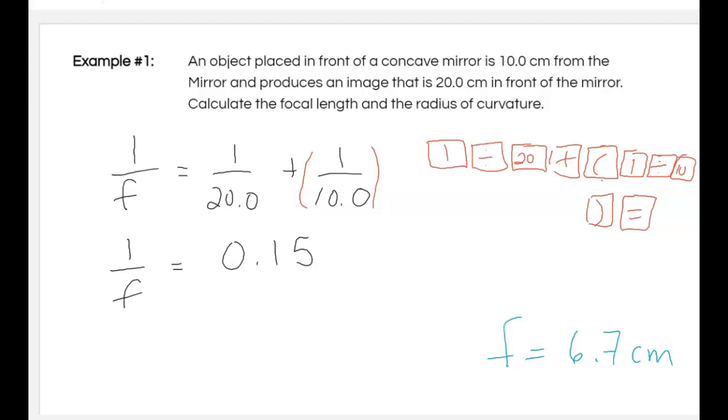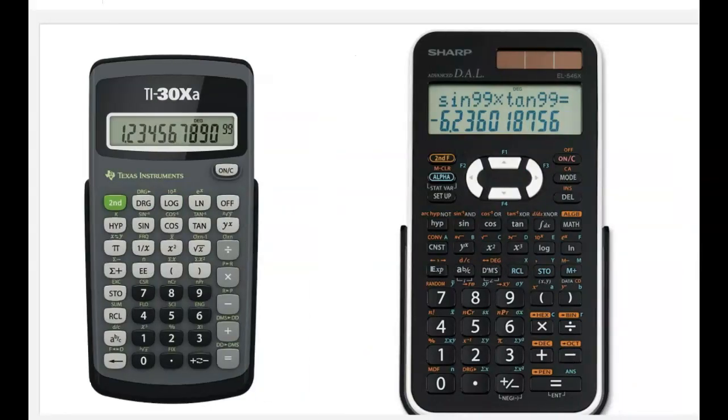Okay, and so I'm going to switch to the next slide here and show you a couple different possibilities you might see on your calculator. Okay, so what you're looking for is the button either 1 over x, which I can see right here. Sometimes it's on the second function. You have to look for it above.